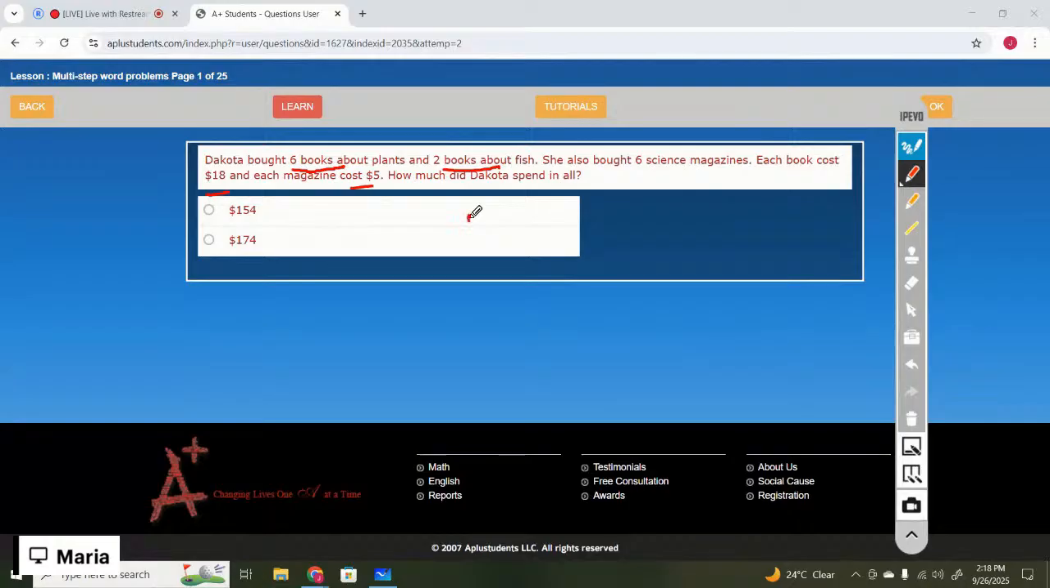6 plus 2, the total books are 8. So the cost of the books is 8 times 18 because the cost of each book is 18. 8 times 8 is 64. 8 times 1 is 8 and 6, 14. That is 144.